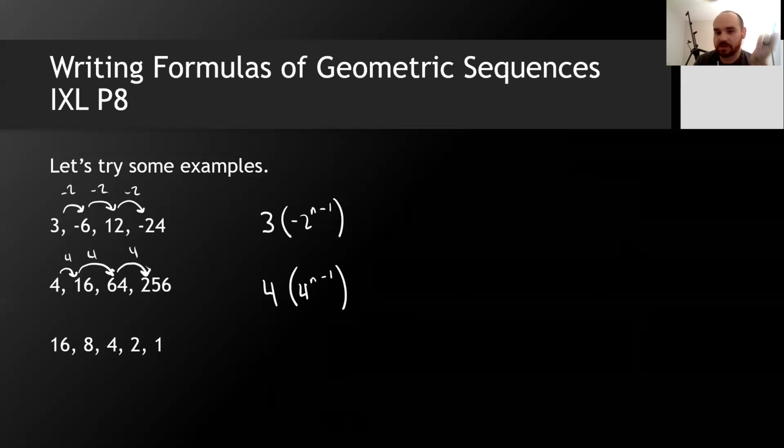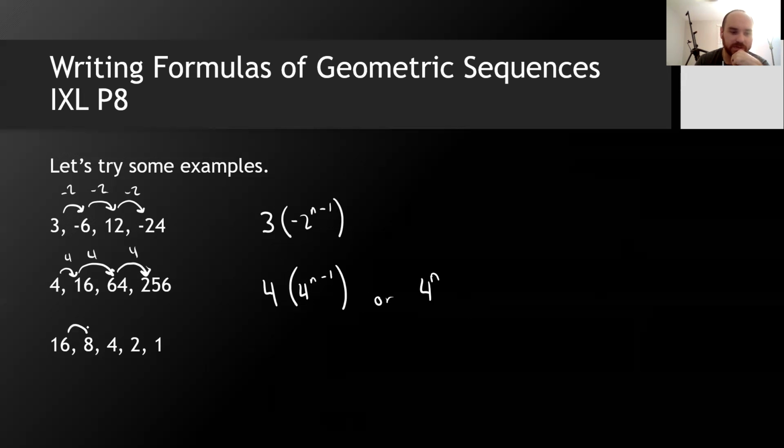Now, interestingly, this is a very rare specific type of example. When the multiplier and the first term are the same, you can actually just write the number to the n. This will work the exact same, but for the sake of doing your IXLs and stuff, and for keeping it similar, this is probably a safer way to do it. So technically, this works as well, but I would recommend starting with this one.